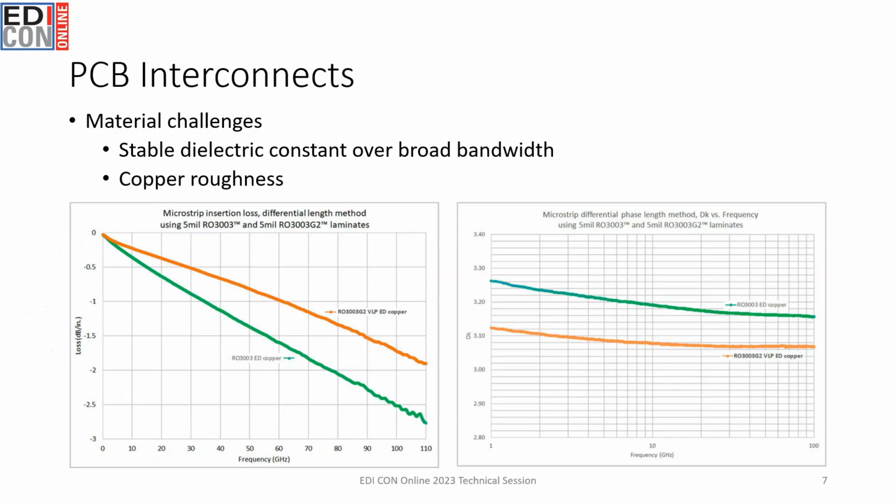Another issue arises with materials, as I alluded to earlier. So one of the issues with materials is with stable dielectric constant over broad bandwidths, and then the other is copper roughness. So anyone who is familiar with any of Rogers' technical data would recognize these two graphs. These graphs are from Rogers, and they are showing loss and dielectric constant consistency over frequency for two different types of copper. So the first is for their electrodeposited copper, which is the lossier of the two curves on the left, and then their very low profile electrodeposited copper, which is the less lossy curve on the left.